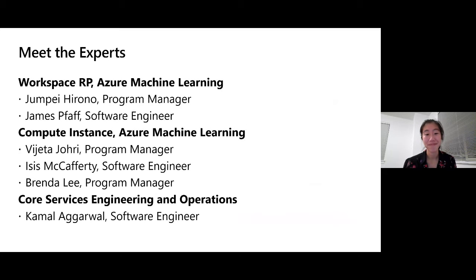Okay, so hello everybody. Today we have 6 experts: 2 from the Workspace team, Azure Machine Learning, 3 from the Compute Instance team, and 1 from Core Service Engineering Operations. This is Junpei Hirono, another program manager of the Azure Machine Learning platform team, focusing on enterprise security such as VNET or private link, etc. Okay, how about James?